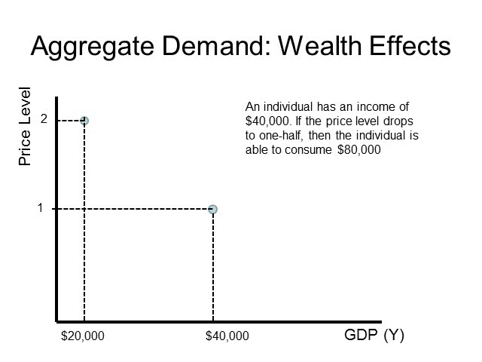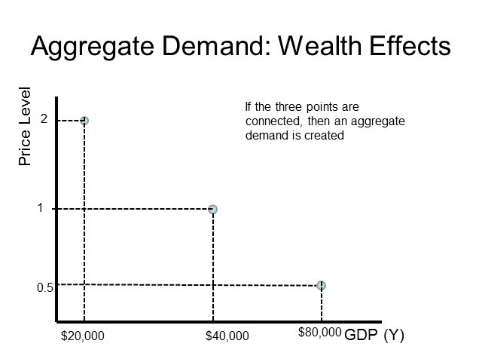If the price level decreases to 0.5, that is, all the prices in the economy are cut in half, then the individual earning $40,000 is able to consume $80,000 worth of goods and services. Let's put a little dot there as well.